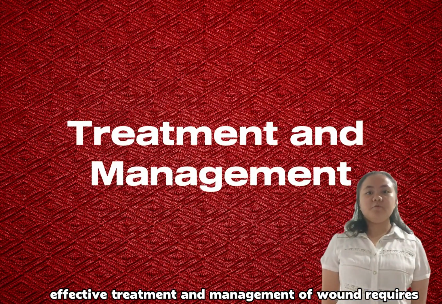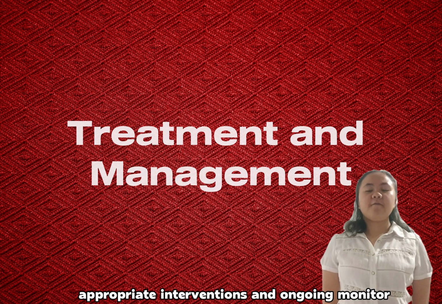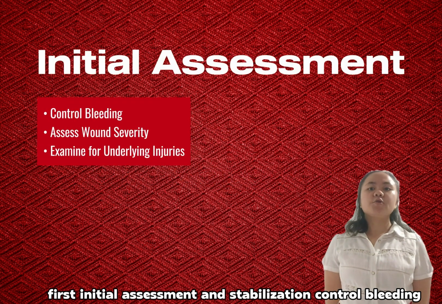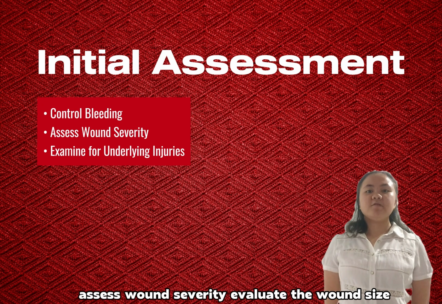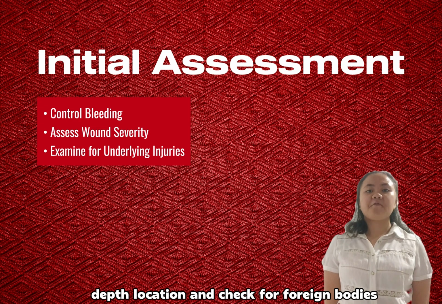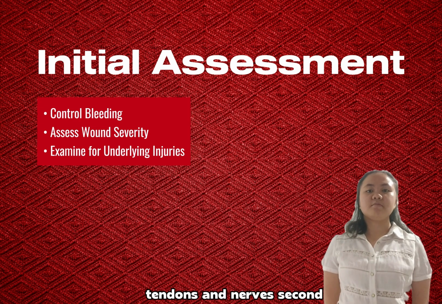Effective treatment and management of wounds require a comprehensive approach that includes careful assessment, appropriate interventions, and ongoing monitoring. First, initial assessment and stabilization. Control bleeding. The first step is to stop bleeding by applying direct pressure to the wound. Assess wound severity. Evaluate the wound size, depth, location, and check for foreign bodies. Examine for underlying injuries. Assess for potential damage to bones, tendons, and nerves.